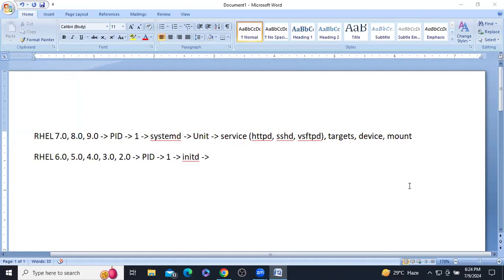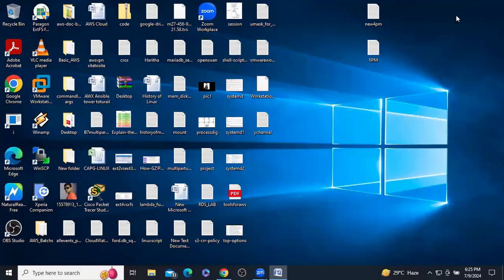Coming to the old version, who is going to manage objects and units? Initd. In the new version, systemd. So old version, initd, right? Okay, exactly what systemd will do, we are going to discuss now.